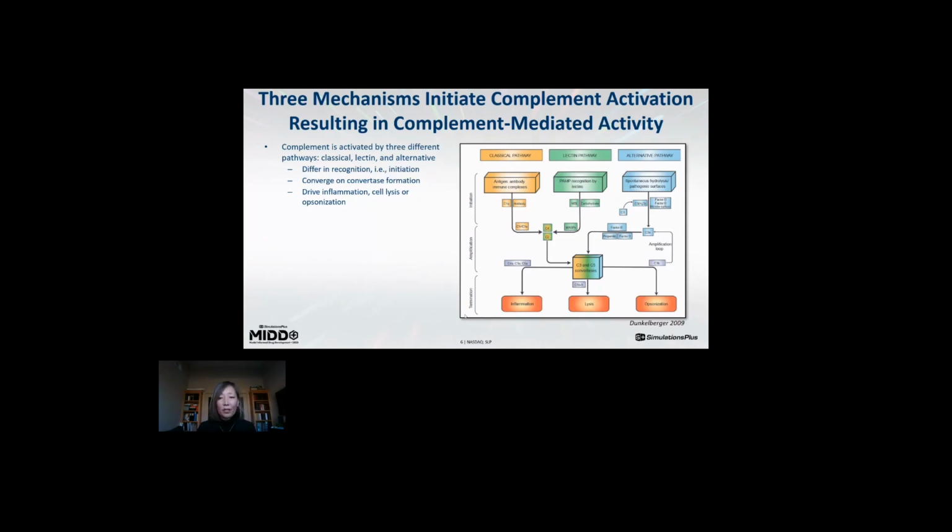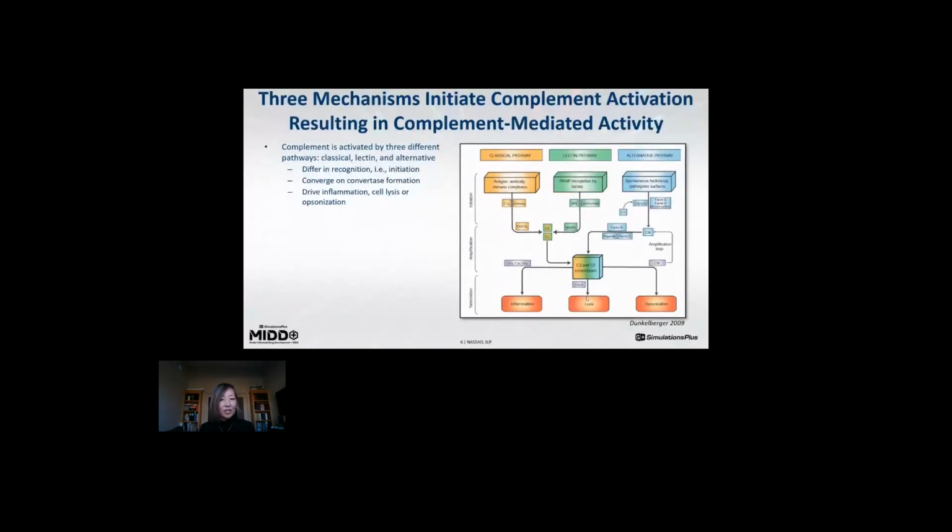They converge in this sort of middle bottom box down here at convertases, which are responsible for the terminal pieces of the pathway, which then drive inflammation and lysis. So we were talking in that previous slide about how in PNH you have hemolysis. Well, this is one of those terminal pathway effector mechanisms, as well as opsonization.